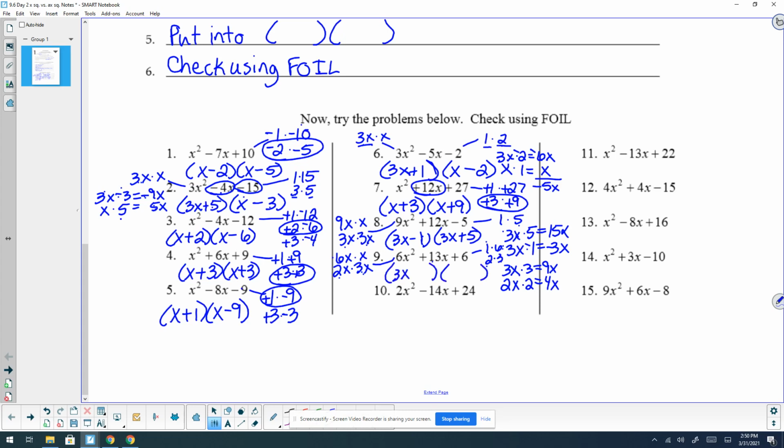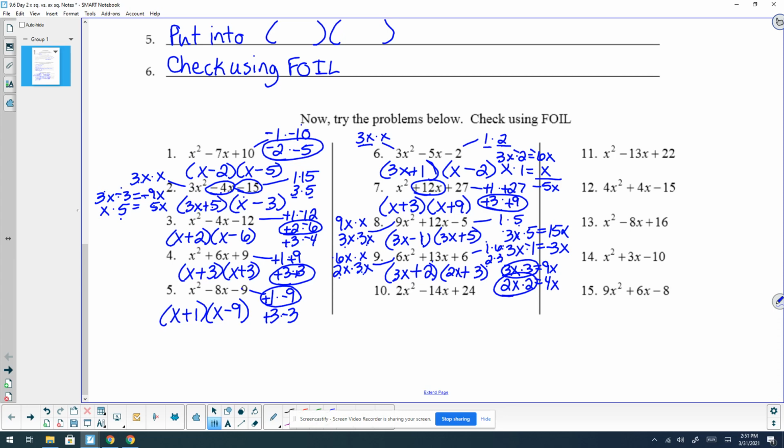So 3x goes at the beginning. 3x multiplies by 3. That means +3 has to go at the end. Remember, the x's always go first in the parentheses. 2x multiplies by 2. So this +2 has to go in the other set of parentheses. And I am done. Now on to 10.